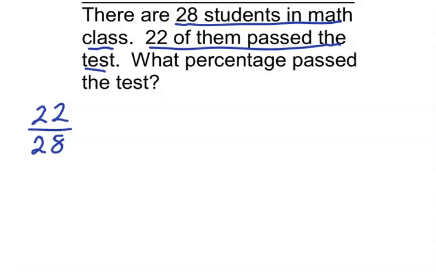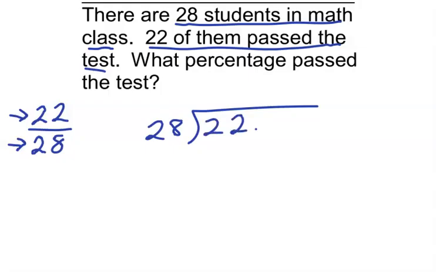Okay, so we know to get percent, we have to take the total and divide it into the part. Okay, so we're going to do that. So 28 goes into 22.000. Okay, I always do plenty of those, so there we go. All right, so let's look at this.